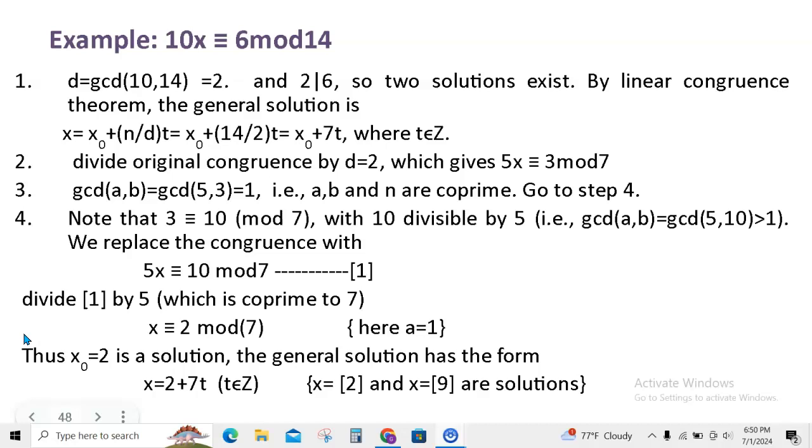Then we find the GCD, it is greater than 1. GCD is 5. So we divide by 5. So we get x congruent to 2 mod 7. Then we get the solution. So in this case, a is equal to 1, right? So since a is 1, the value of b is a solution. That is, x0 is equal to 2 is a solution. So we can write the general solution of the form x is equal to x0 plus n by d times t, that is x is equal to 2 plus 7 by d, that is 1, times t, 2 plus 7t.